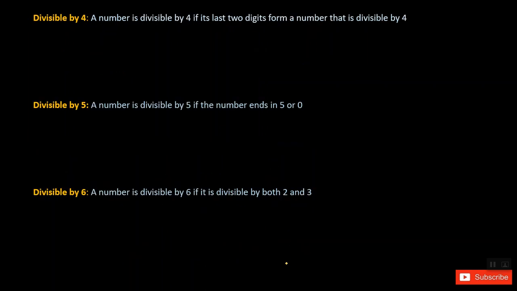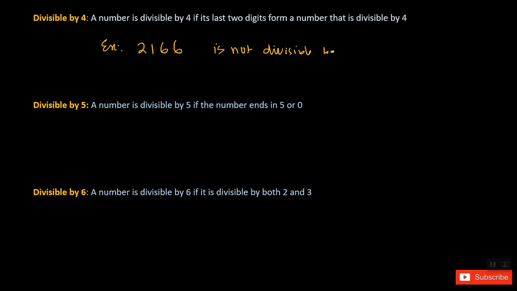Divisible by 4. A number is divisible by 4 if its last two digits form a number that is divisible by 4, no matter how long the number is. If the last two digits of that number form a multiple of 4, then that entire number is divisible by 4. Let's take an example. If I write 2166, look here, the last two digits, 66, is not a multiple of 4, so 2166 is not divisible by 4.